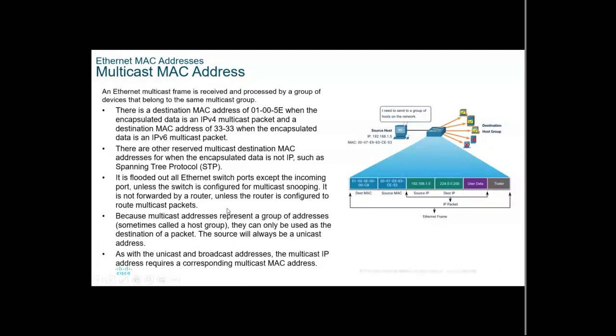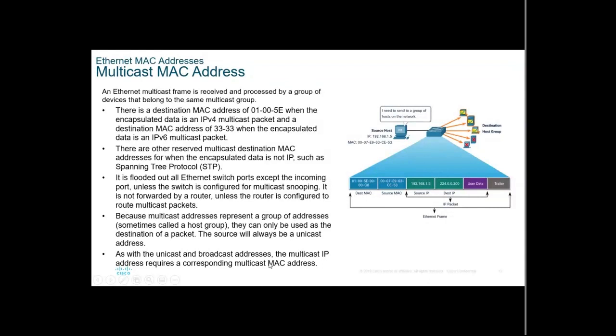There are other reserved multicast destination MAC addresses as well that are not IP, such as the spanning tree protocol. If you've never heard of spanning tree protocol, it's just a Cisco protocol that switches use to communicate with each other to prevent what's called a switching loop, where if you have multiple interfaces connected to the same switch, you could do a loop, couldn't you? You keep on forwarding.